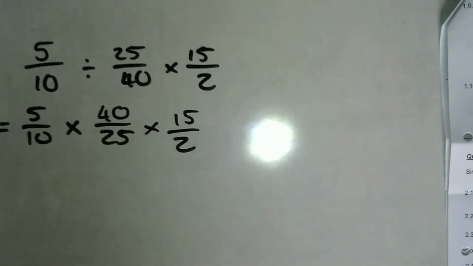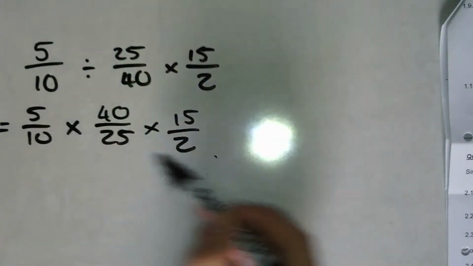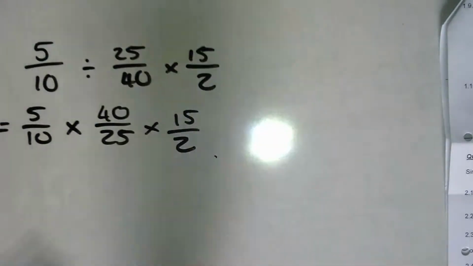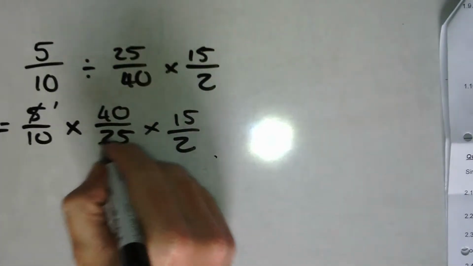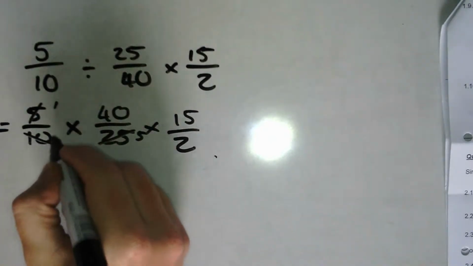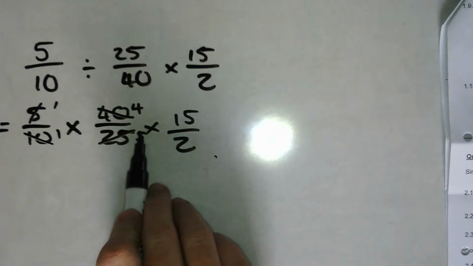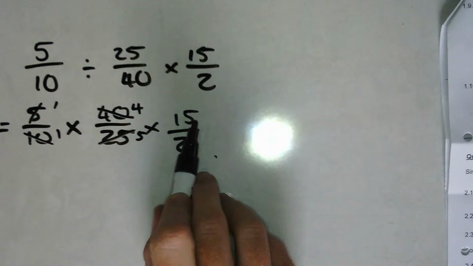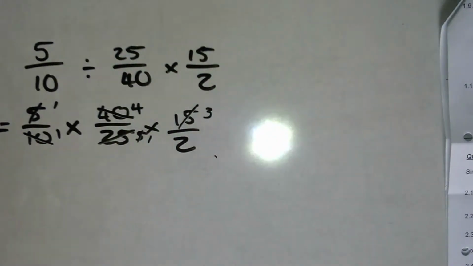Now you need to cross cancel, as much as you can. And remember, you can cross cancel as far as you can, as long as you do it diagonally from top to bottom or from bottom to top. So 5 goes into itself once, and it goes into 25 5 times. Then 10 goes into itself once and into 40 4 times. Now remember, you already have an answer here, but you can use this 5 to simplify this 15 as well. So 5 goes into itself once and into 15 3 times.